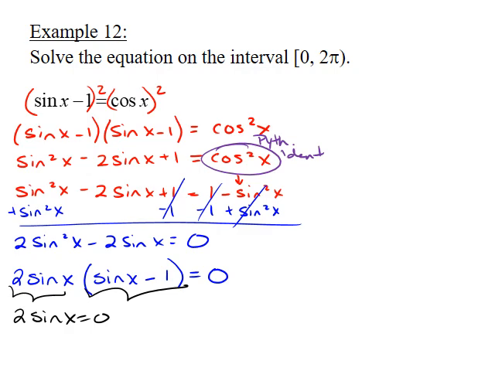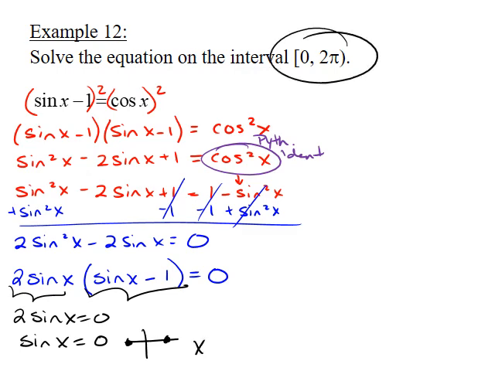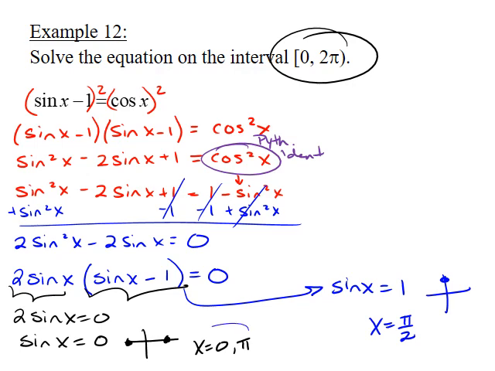In this case, I would divide everything by 2, and I find sine of x is equal to 0. Sine of x is equal to 0 here and here. We want one full revolution, so we find that x is equal to 0 and pi. All right, let's solve this one. Sine of x is equal to 1. Sine of x is equal to 1 right here, which is at x equals pi over 2. So here we see that we have 3 possible solutions.